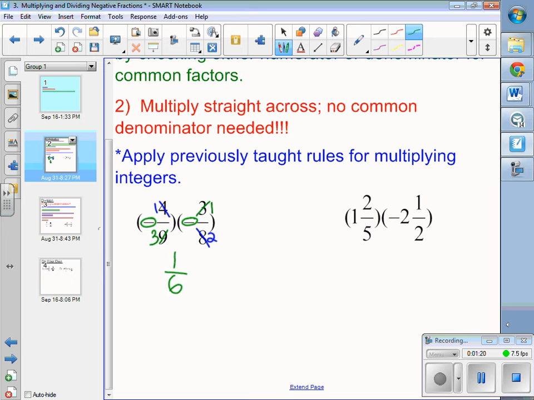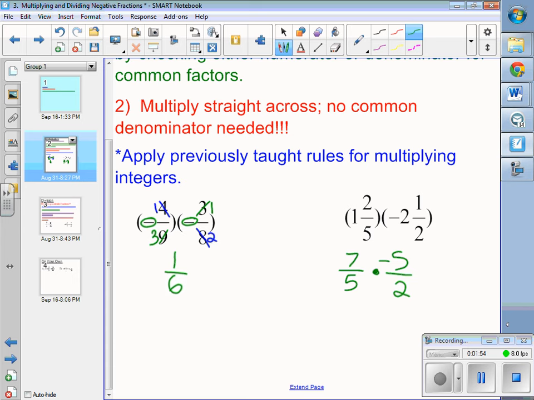We keep going to our next problem. We should know, hopefully you remember this from previous work, that you cannot multiply mixed numbers. We have to make them improper. 1 times 5 is 5, plus 2 is 7 over 5, times negative 2 times 2 plus 1 is 5, negative 5 over 2.